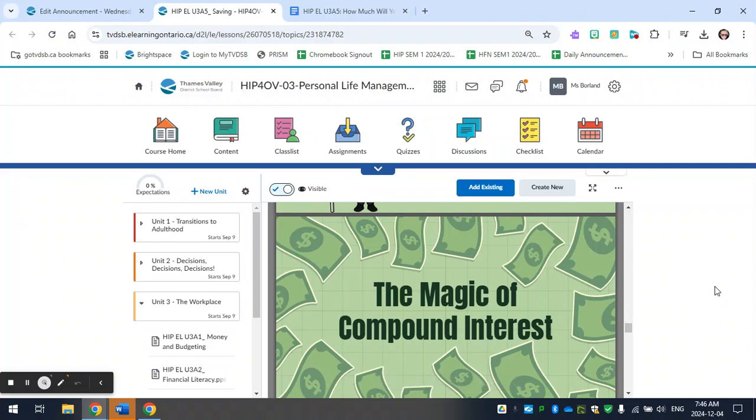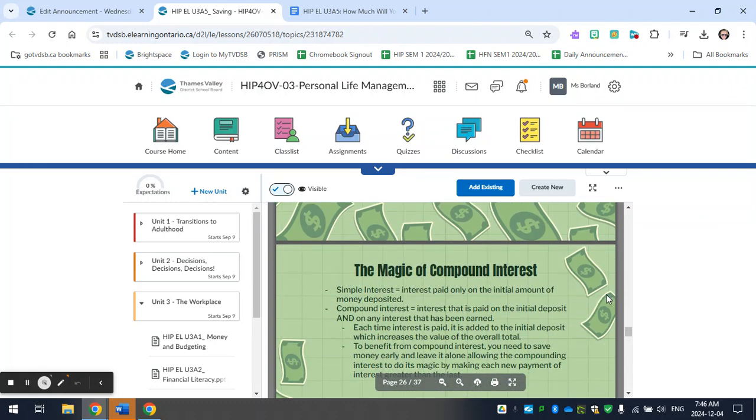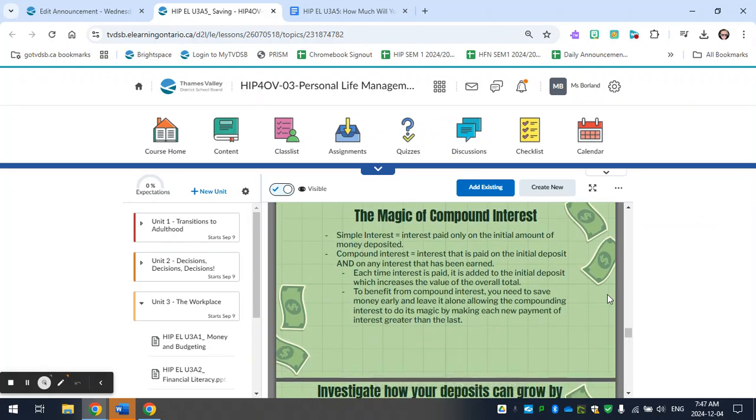Looking at this next section of Unit 5, we're going to be looking at the magic of compound interest, because it actually is a very helpful thing when you're trying to save some money. Simple interest, as we've been talking about, is interest paid only on the amount that you deposited, whereas compound interest is paid on the initial deposit and any interest you put in.